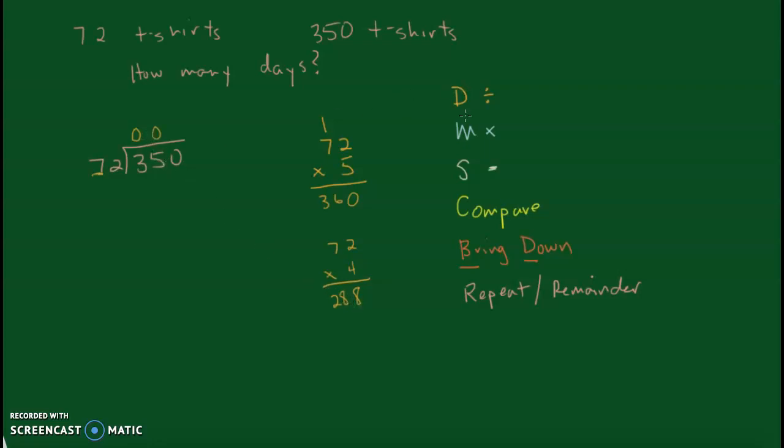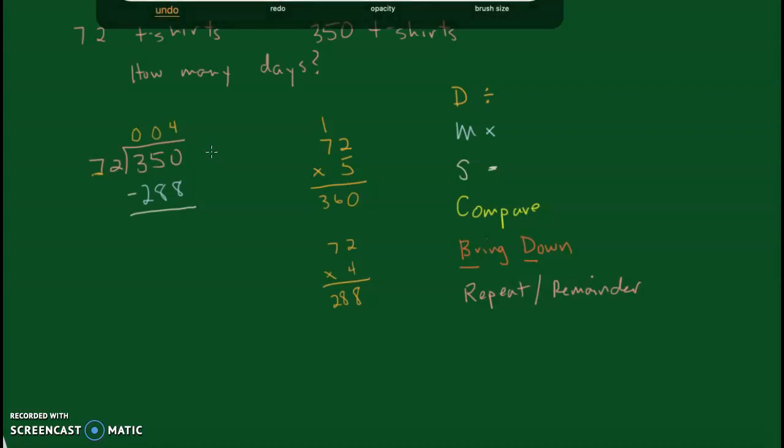So going through this process, divide: 350 divided by 72 is 4. Then I'm going to multiply: 4 times 72 is 288. Once I've done that, then I move on to my subtraction. And when I subtract, remember, I'm always going from the top down, and then I'm always going from right to left. Okay, don't forget to do that.